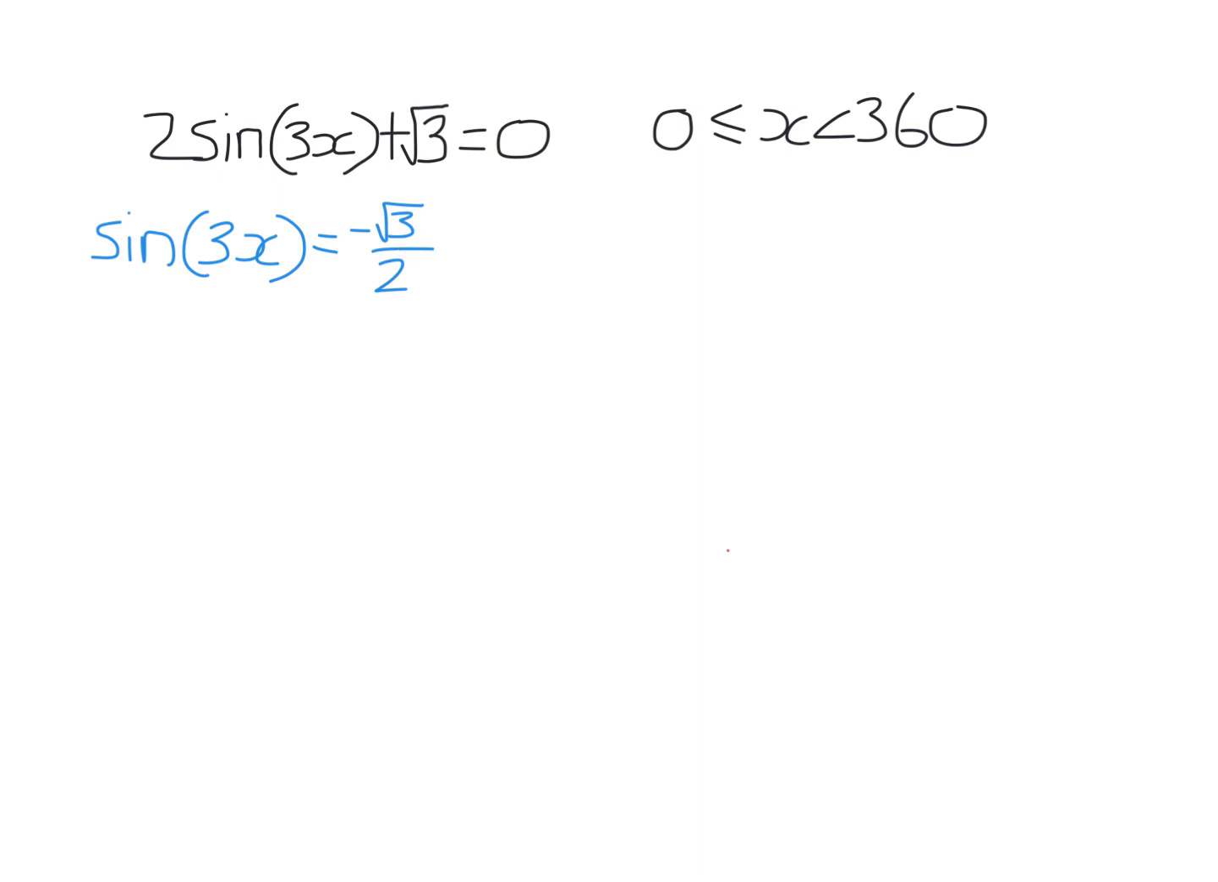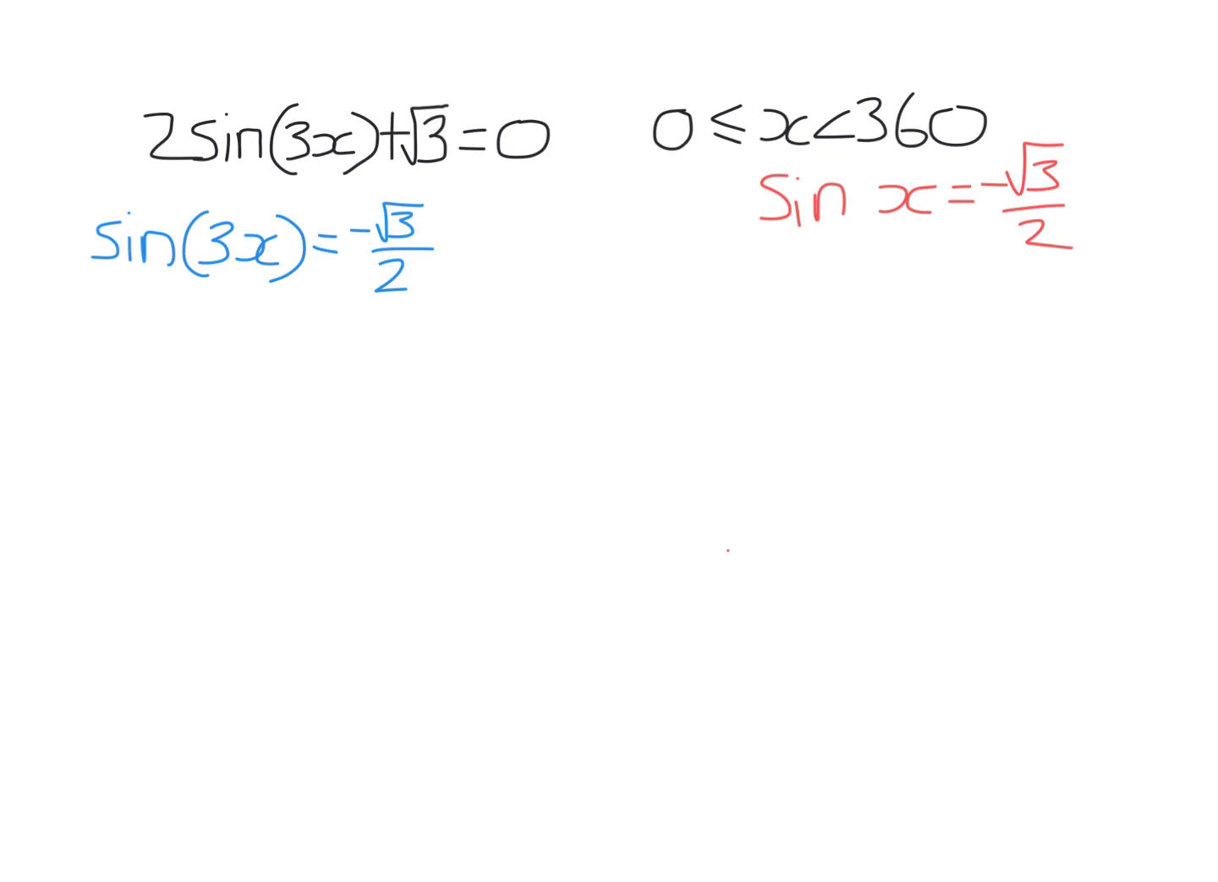We need to figure out how many solutions there will be, because otherwise how can we be sure that we have all the solutions? So you know that if we were solving sine of x, so just x by itself, equals negative root 3 on 2, we would expect this equation here has two solutions between 0 and 360. So because this is a sine 3x, there are 3 times as many solutions. We expect this will have 6 solutions between 0 and 360.